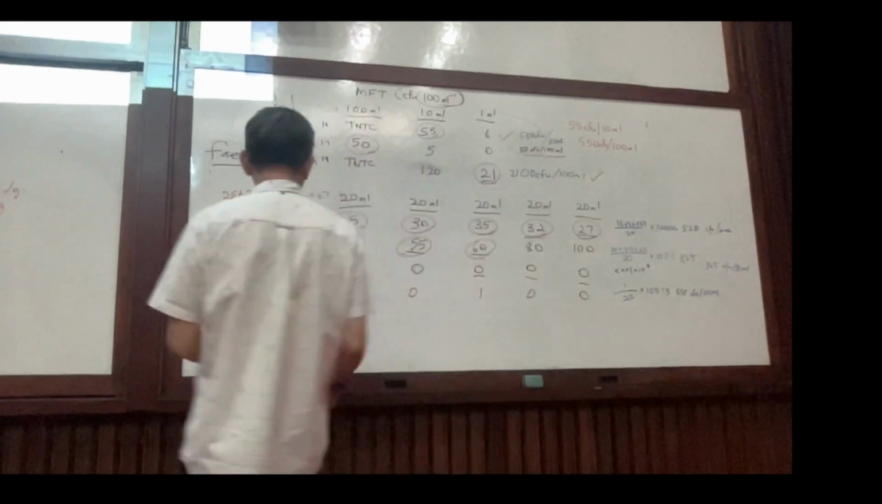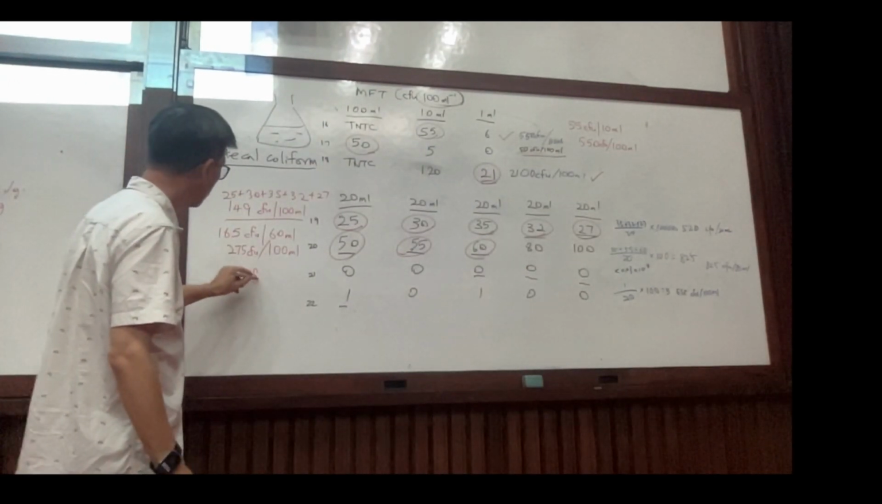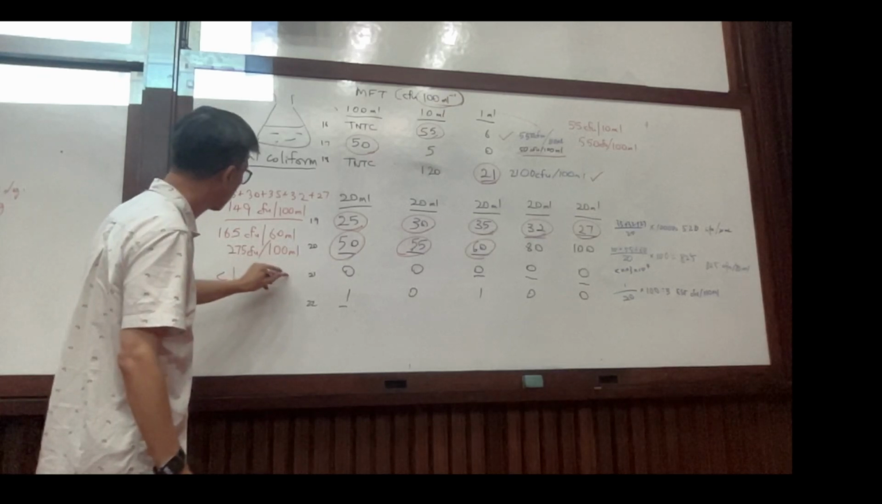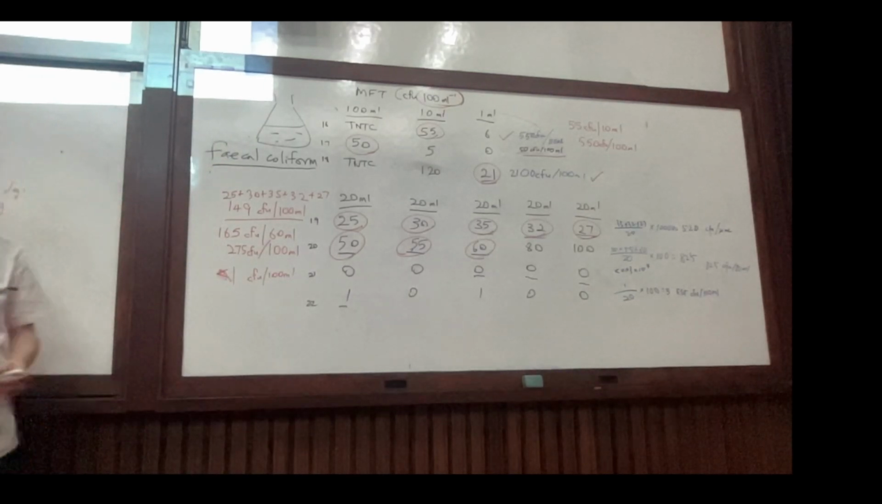You did 100 ml, you get nothing. So it's less than 1 CFU per 100 ml. That's all. Right? You filtered 100 ml. Even though you separated over 5 filters, you did 100 ml. You get nothing. So it's less than.